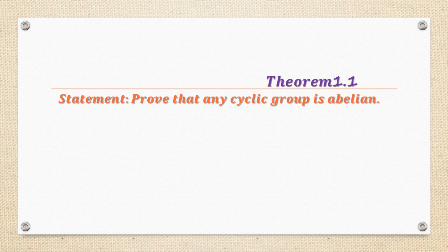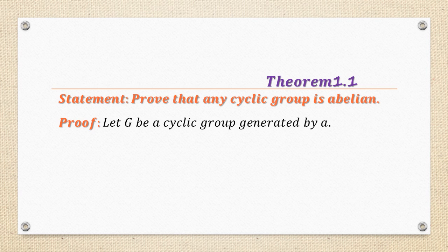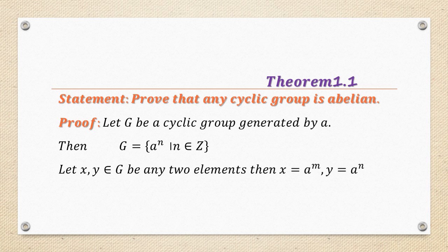We are going to take one cyclic group and prove that the group is abelian. Let us consider G a cyclic group generated by a. Then we write G = {a^n}. Here a^n generates the group, which means every element is generated from a^n, that is, every element equals a to some power. That is the meaning of this statement.